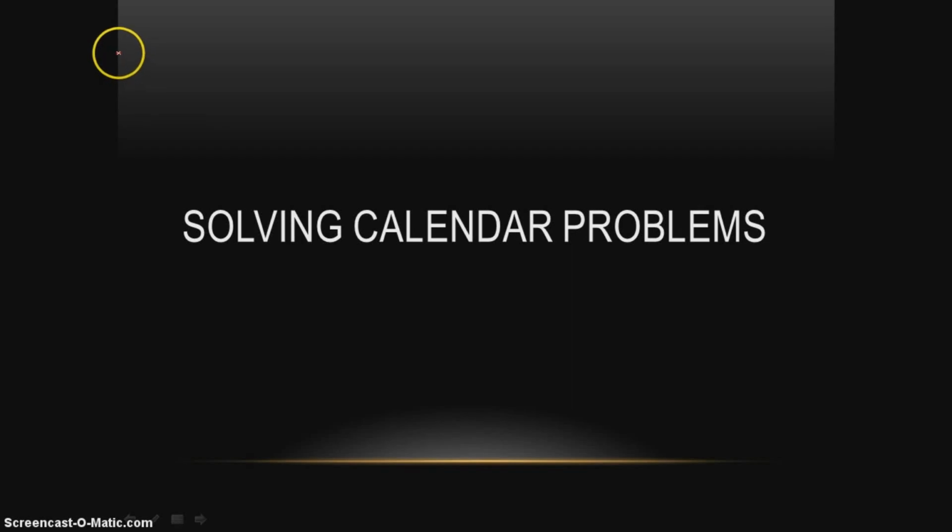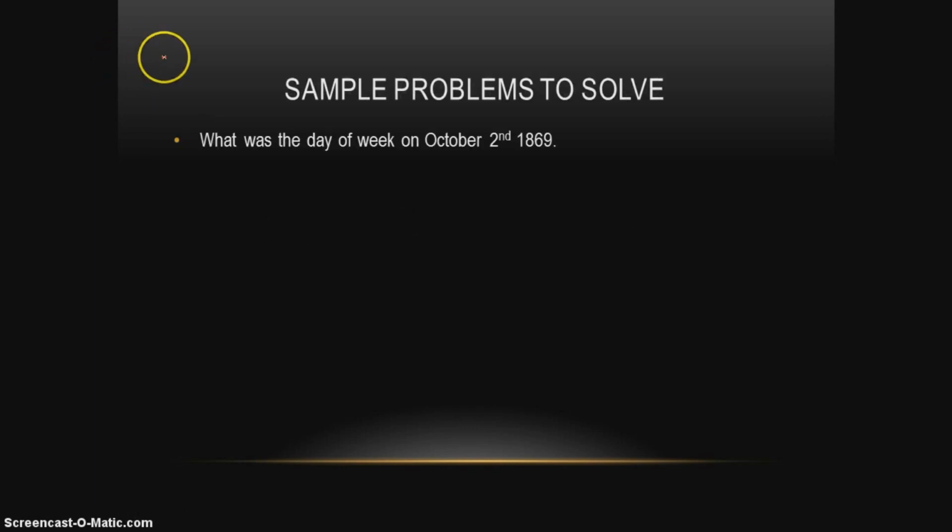Hello, so let's get started with the calendar problems in this video. The kind of problems we are after during the course of this video is something like this. What was the day of week on October 2nd, 1869? That coincidentally is the birthday of Mahatma Gandhi, but that's another thing.